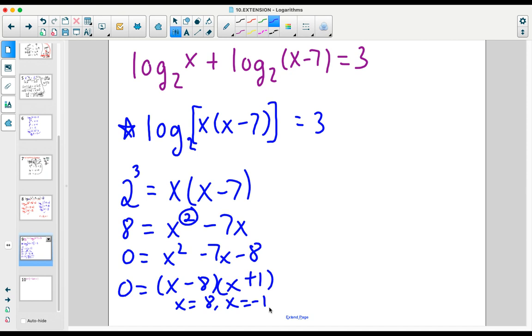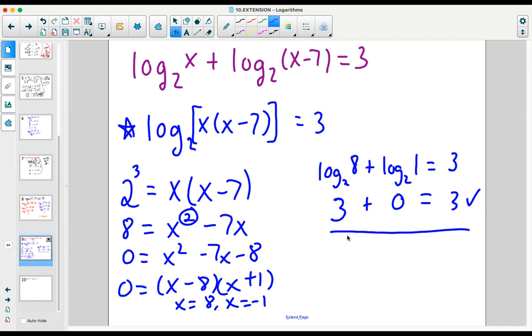We mentioned in a previous video the necessity of checking to make sure your solutions are correct. This is an example of one where we're actually going to lose one of the solutions as we attempt to back substitute it. Let's start with the 8. Log base 2 of 8 plus log base 2 of 8 minus 7, which is 1. Well, this logarithm has a value of 3 because 2 cubed is 8. This logarithm has a value of 0 because 2 to the 0 is 1. That is all 3, so that one checks out.